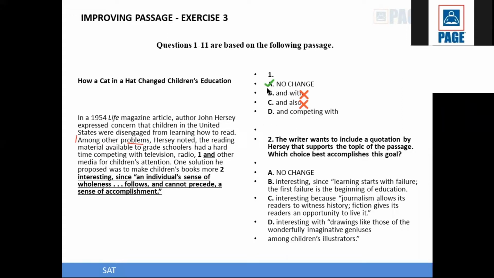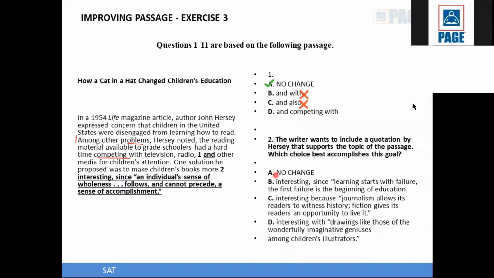Then it's easy for us to go with A, because we cannot repeat the word: competing with television, radio, and competing with other media. Why repeat? So the answer is there is no change. So the answer is A. Whoever has given D, it is wrong, because we should not repeat the same word which is already given there. There is no need for repetition. Hope you have got it.